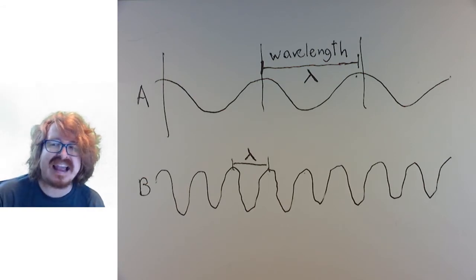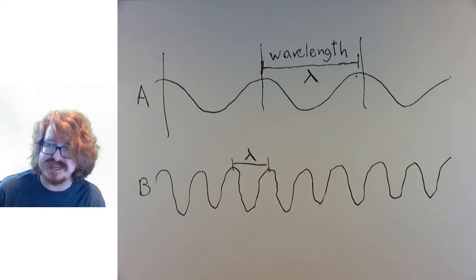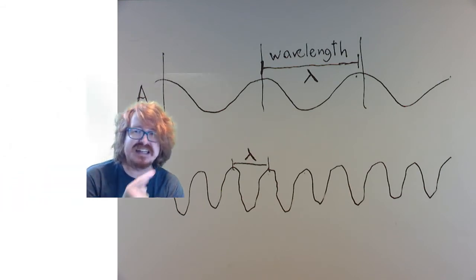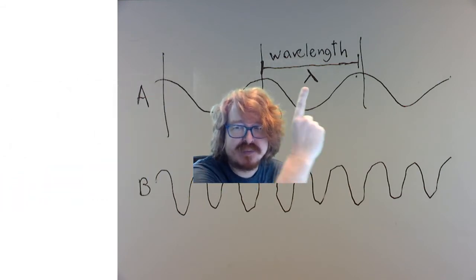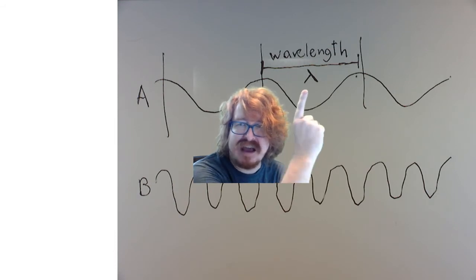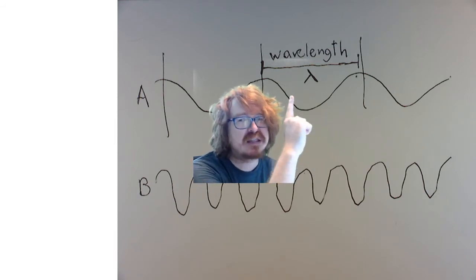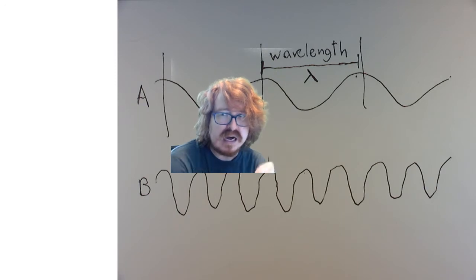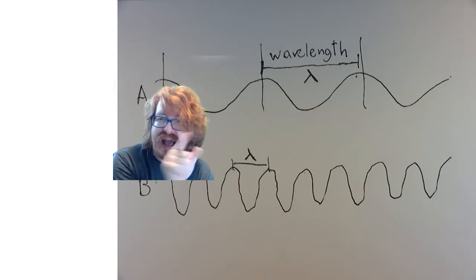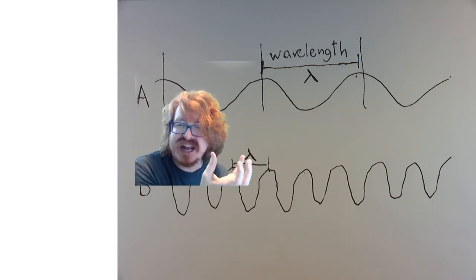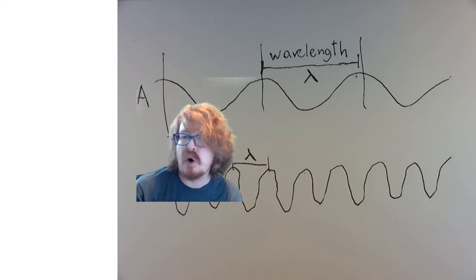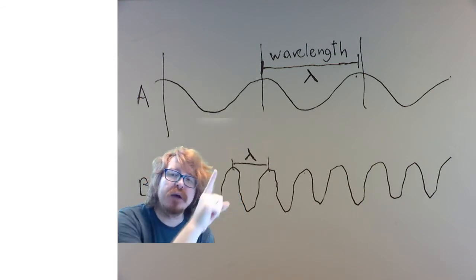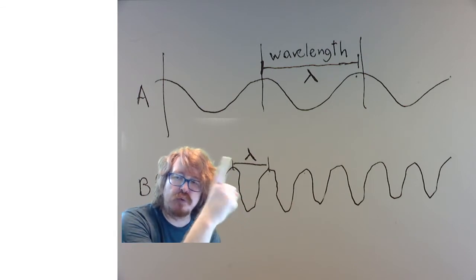It's called lambda. It's a lowercase Greek lambda. This symbol is going to show up from time to time throughout the rest of this class, and it will always mean wavelength. A lot of times when they make graphs, they'll just put this symbol on one of the axes so that you know that that's wavelength on that graph, okay? So, this symbol is for wavelength.